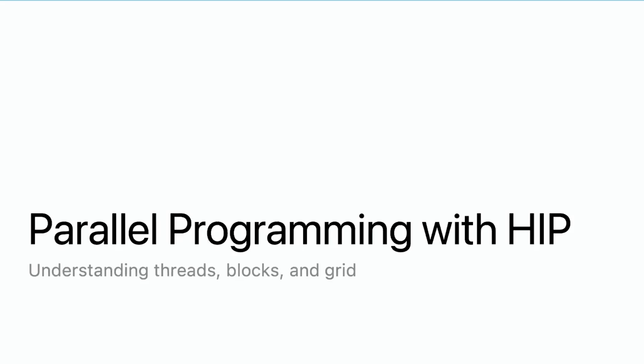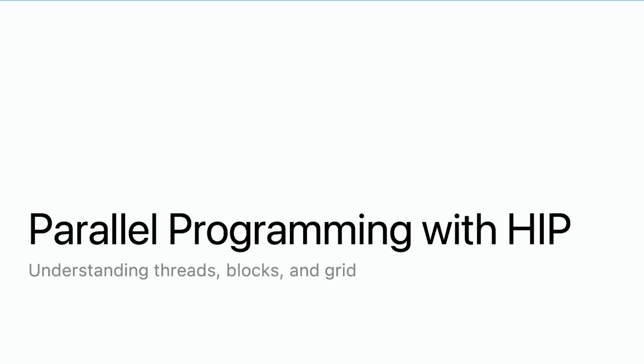In the previous video, we have introduced how to write a Hello World program on a GPU. However, the Hello World program is not yet very useful since it has only one thread. When we write a GPU program, we want the program to have a large number of threads so that the threads can run in parallel. So in this video, we will introduce the basic concepts of parallel programming with HIP.